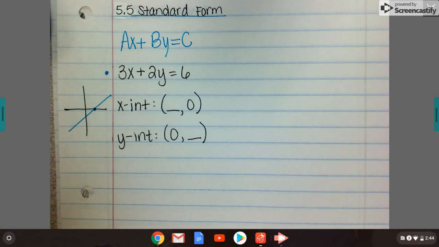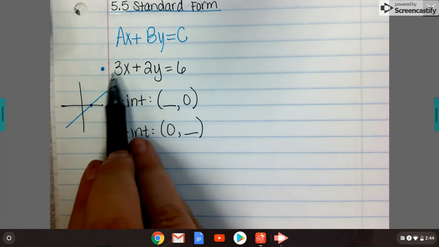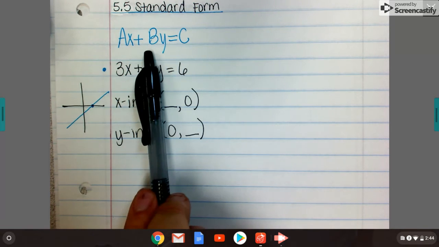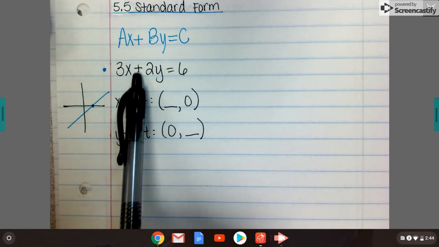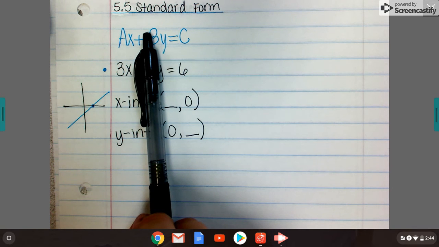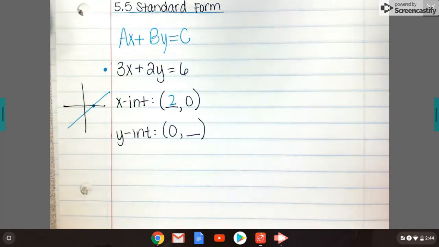So when finding an x-intercept, I just have to plug in 0 for y. If I plug a 0 in for this y, then that whole term would go away. So it would be 3x plus 0 equals 6. Then we can solve for x. Divide both sides by 3, and we get x equals 2. So our x-intercept is the point 2, 0.